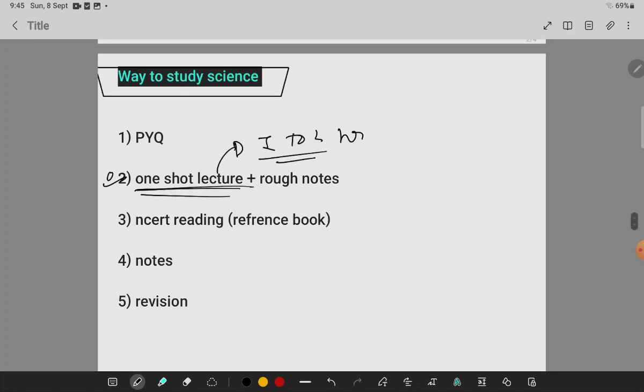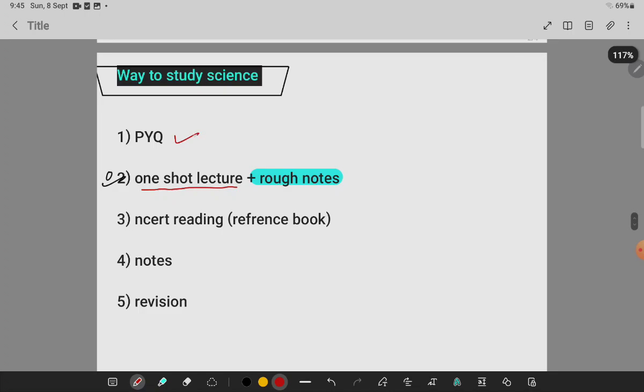And while watching that one shot lecture, you have to make rough notes in a notebook. It will be very helpful for your understanding. So first of all, you have to verify the PYQ. From that PYQ, you will be ensured that this type of question can be asked in my exam, and on that base only you are going to make notes. So first see the PYQ, then the one shot lecture, and with it, make rough notes.